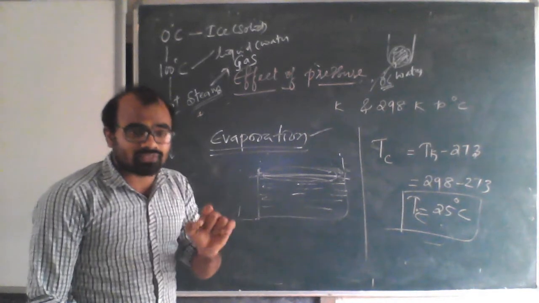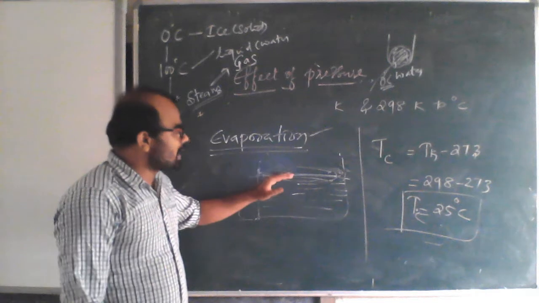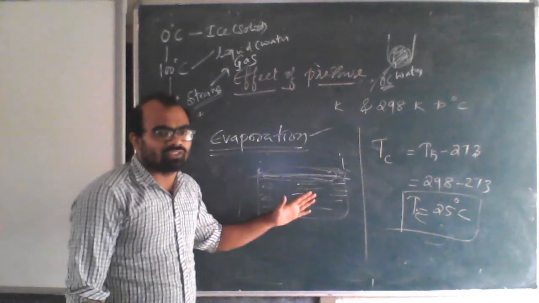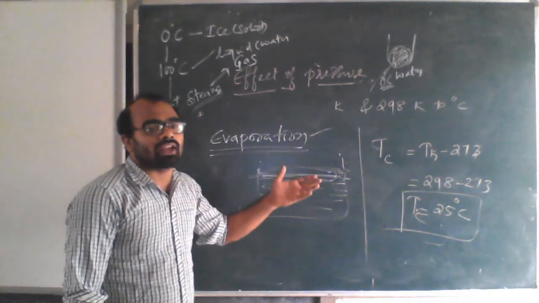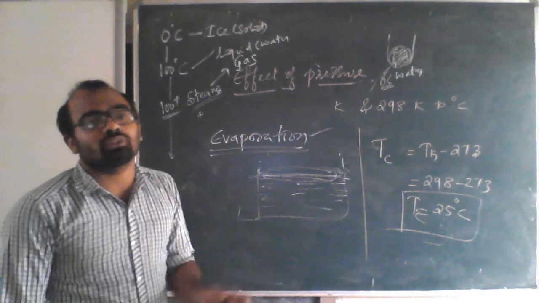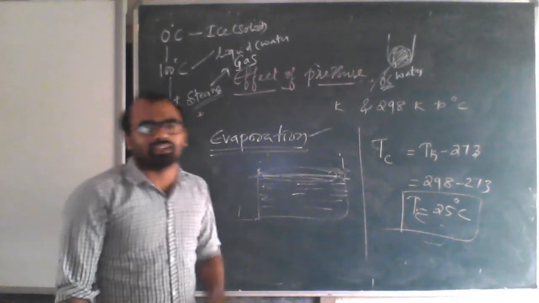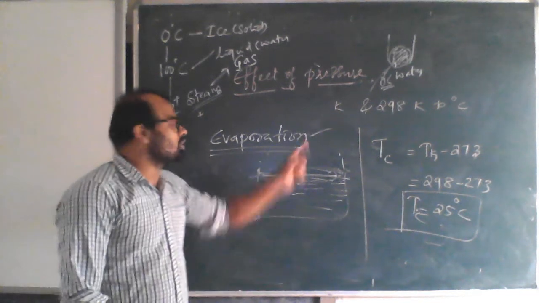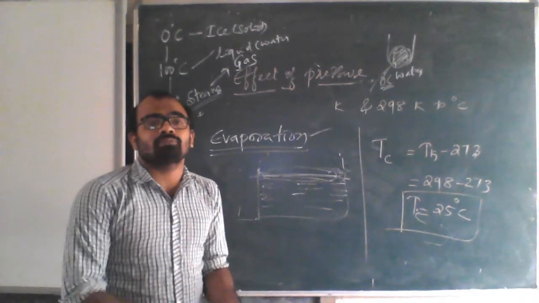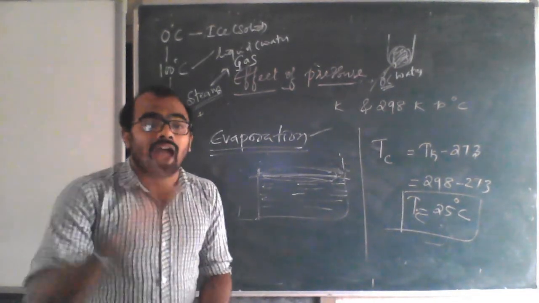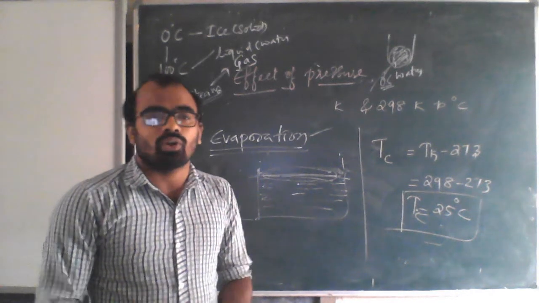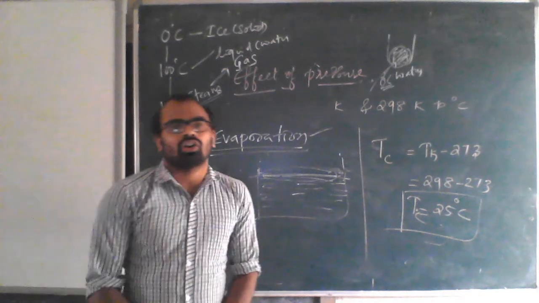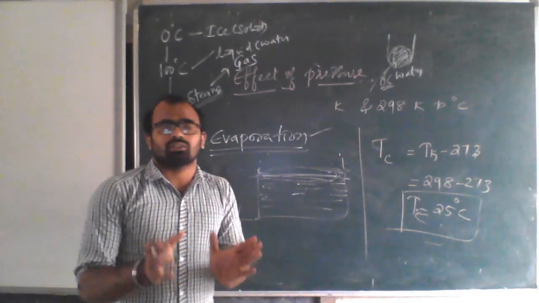It is the surface phenomenon in which the particles of a liquid gain some energy to come out of the forces of attraction of the liquid and get vaporized below its boiling point. So this process is called evaporation. Evaporation happens below its boiling point. Vaporization happens at its boiling point. Evaporation is a surface phenomenon, while vaporization is a bulk phenomenon.